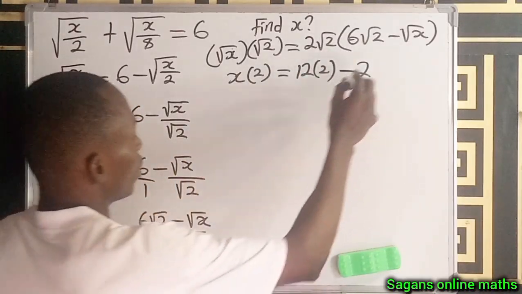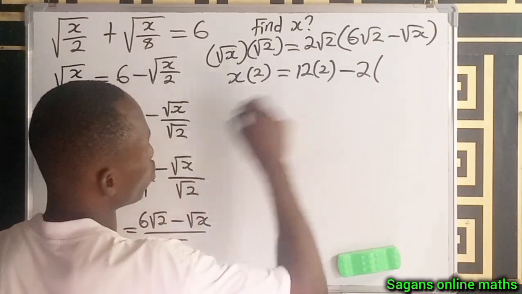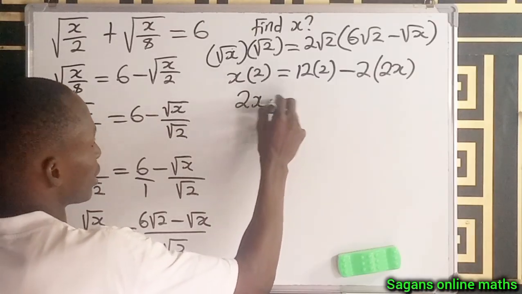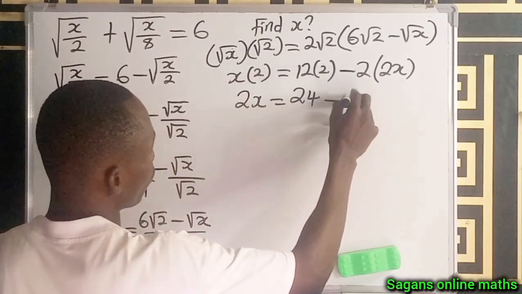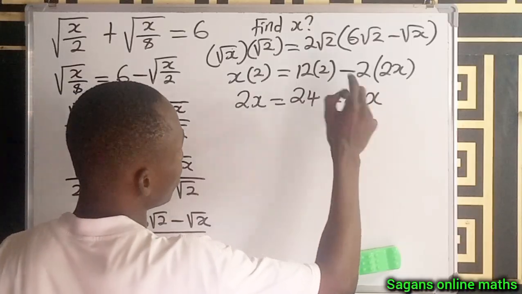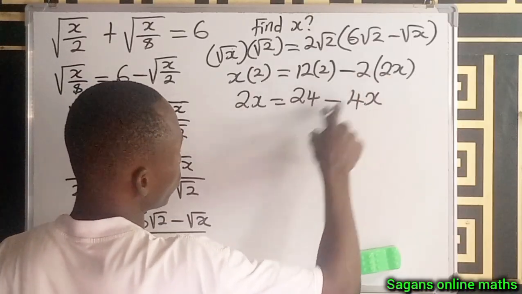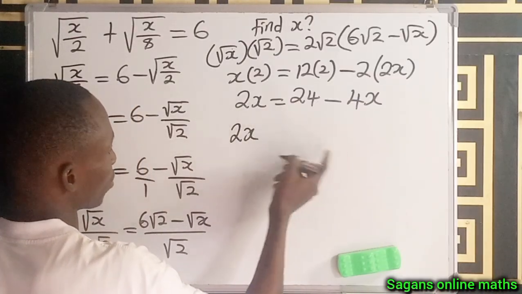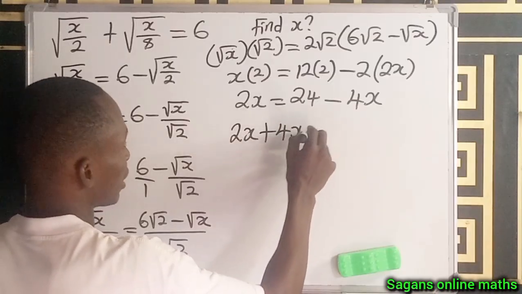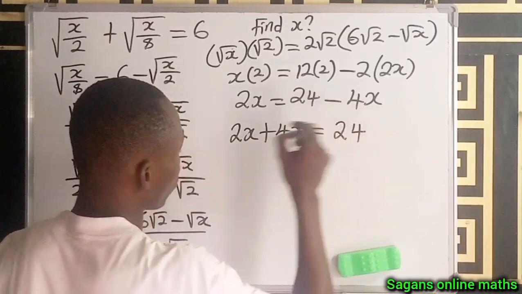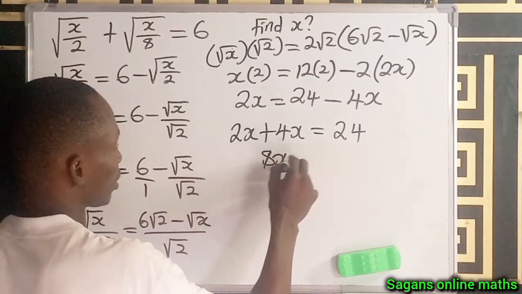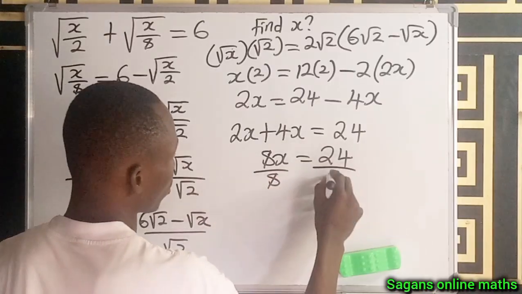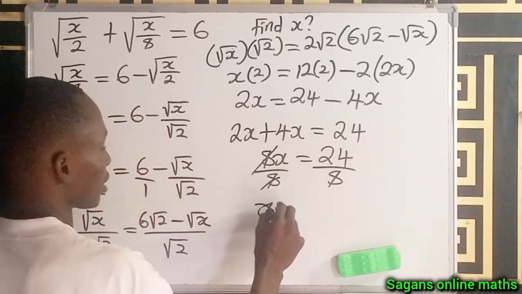We're going to give us 2x. This is 2x. So x times 2 is going to give us 2x is equal to 24 minus 4x, because 2 times minus 2 times 2x is going to give us 4x. Let's take like terms. This is 2x. Bring this here, becomes plus 4x equals 24. Now this plus is going to give us 8x is equal to 24. Divide here by 8. Now this cancels out this. So you see that x is equal to what?